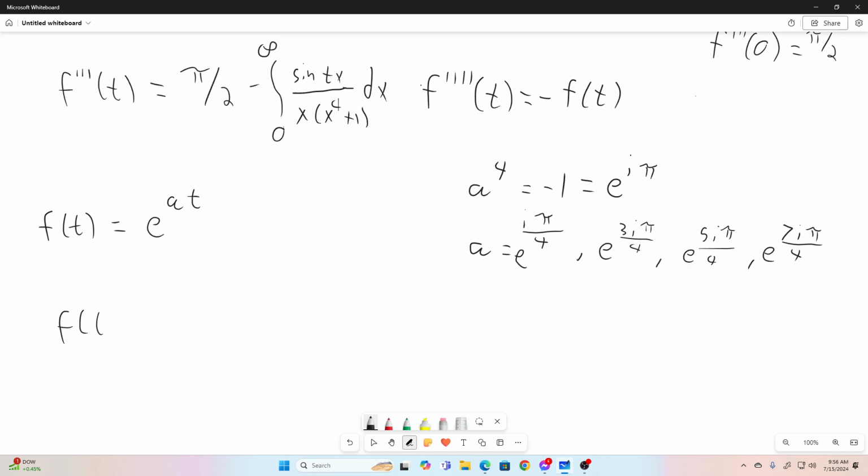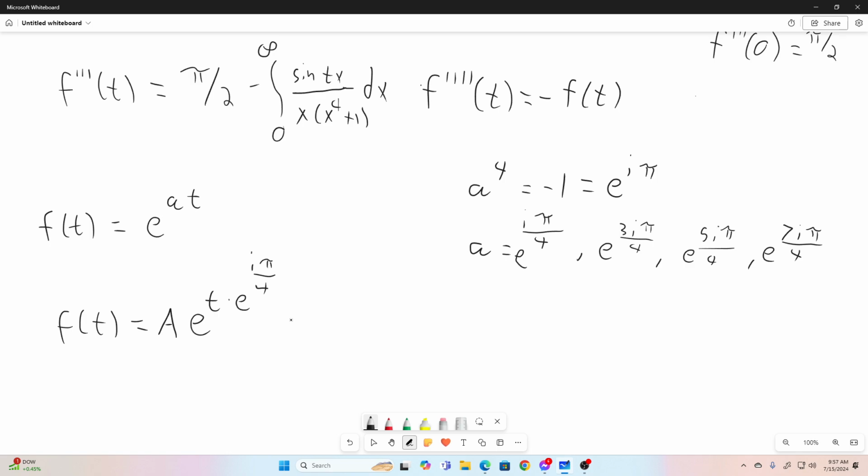So the general form for our f of t is going to be this. Now we have to be careful here because we're using a lot of exponentials. It's e to the t times our a's. We also need to add a constant multiple in front of that. So our f of t is going to be a times e to the t times e to the I pi over 4. You can see this is going to get really nasty, which is why I'm going to be skipping some of the stuff that you can verify for yourself.